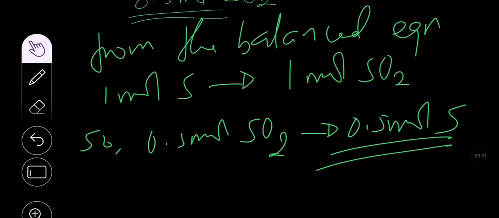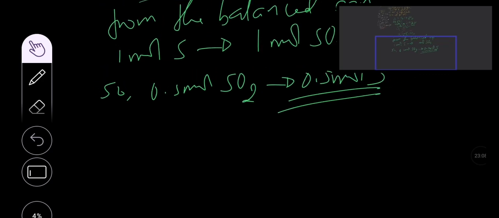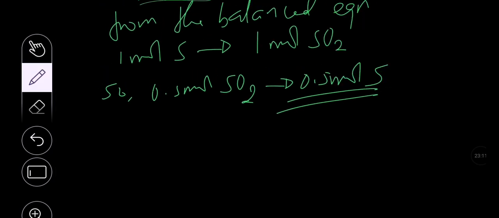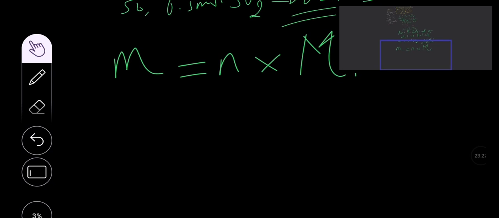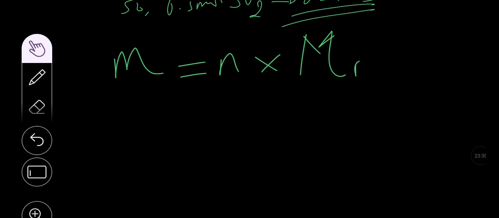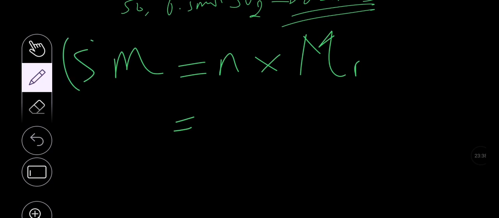So because we now know the number of moles of sulfur, we're going to find the mass of sulfur. So remember, the mass is just found by number of moles multiplied by molar mass, which can be presented by Mr or just capital M, depending on the syllabus that you're following. Do we have number of moles? Yes, for sulfur, it is 0.5.